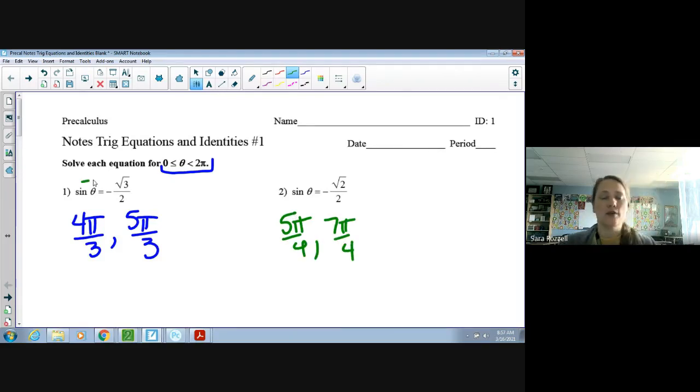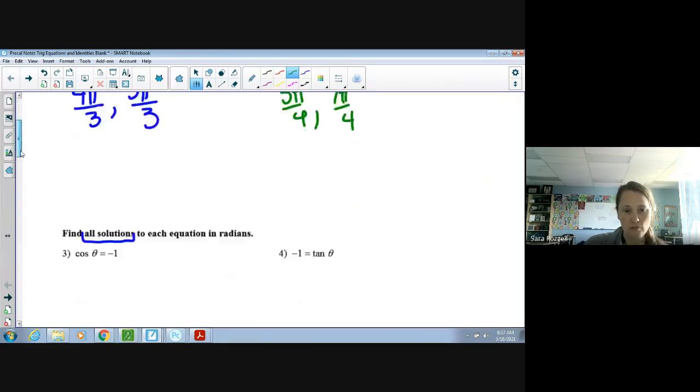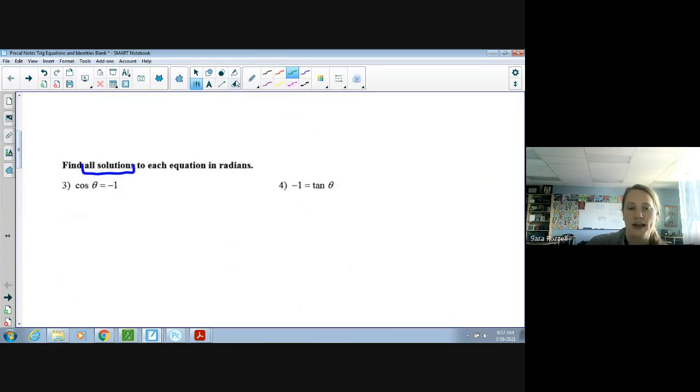Okay. So in our next type of problem, they're going to ask us to write down all of the solutions, like every time it ever equals a specific number. So for that, we have to think about what is happening on our unit circle. Because remember, once we go around the unit circle, doesn't it just repeat again, and then again, and then again?